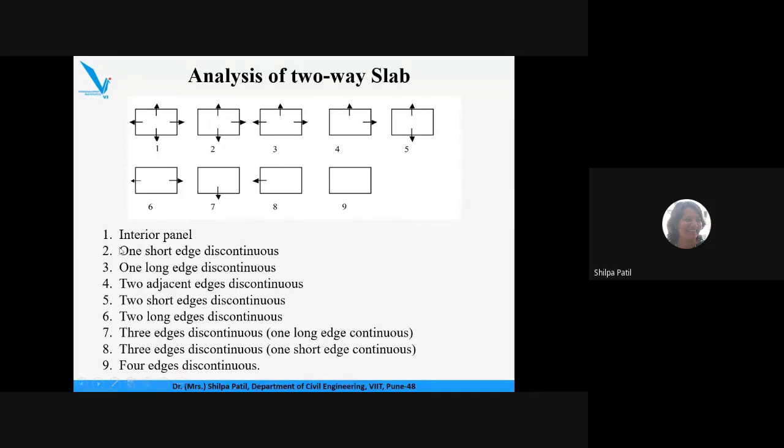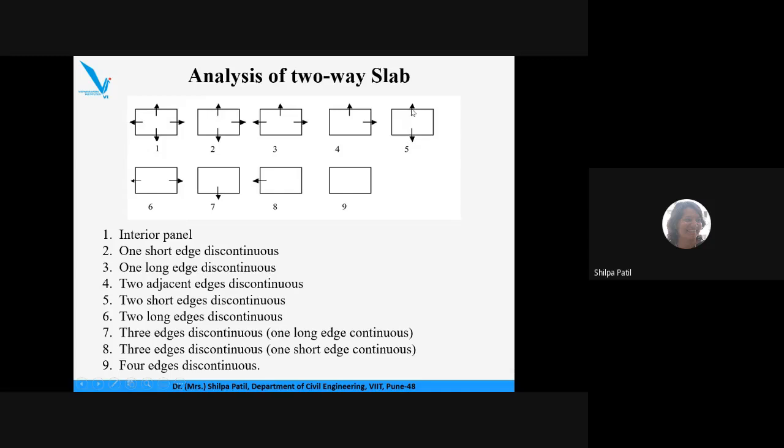The second case is the one in which one short edge is discontinuous. Third case is the one in which one long edge is discontinuous. Fourth case is the one where two edges are discontinuous and two edges are continuous. So the fourth case is two adjacent edges discontinuous. Adjacent means one short and one long edge are discontinuous, and one short and one long edge are continuous.